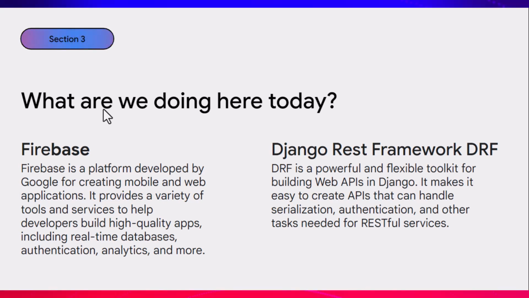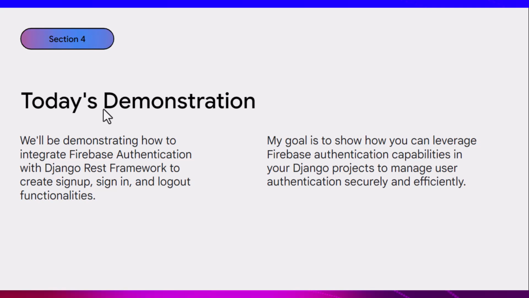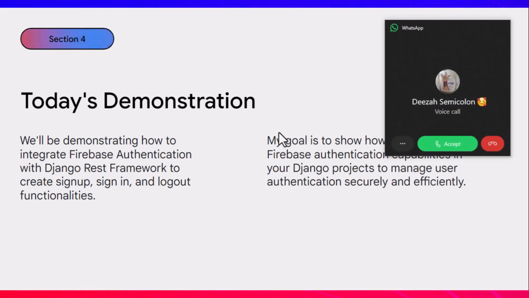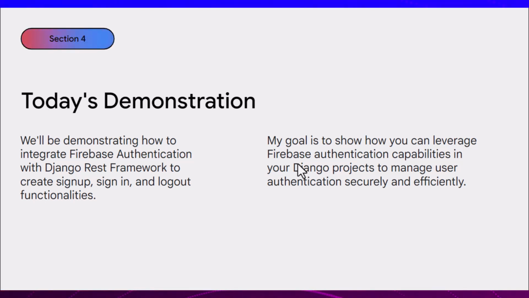Django REST Framework, on the other hand, is a powerful and flexible toolkit for building web APIs in Django. It makes it easy to create APIs that can handle serialization, authentication, and other tasks needed for RESTful services. These are the two different things that we're going to bring together to create something. I will be demonstrating how to integrate Firebase authentication with Django Rest Framework to create sign up, sign in, and log out functionality. The goal of this video is to show you how you can leverage Firebase authentication capabilities in your Django project to manage user authentication securely and efficiently.